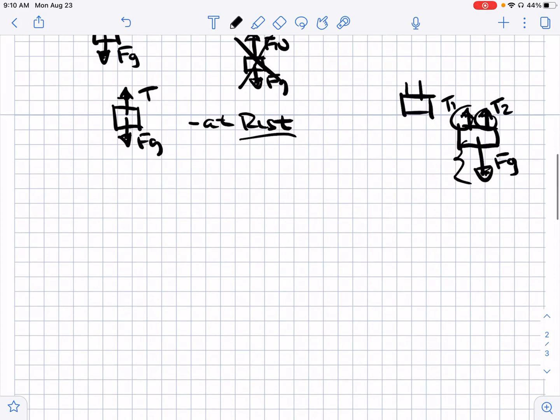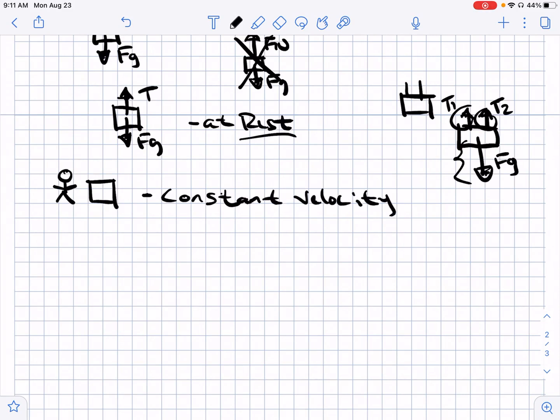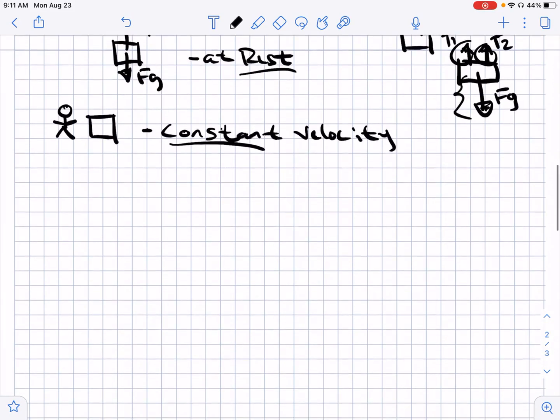Here's another example. Let's say I'm pushing a box down the hallway at a constant velocity. Okay, so here I am. I'm going to push this box down the hallway at a constant velocity. Now the key word here is constant velocity. So if you see at rest, you want to underline that. If you see constant velocity, you want to underline it. Because both of those situations, if you remember back from Newton's first law, mean that we have balanced forces.